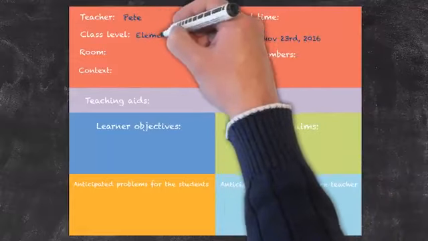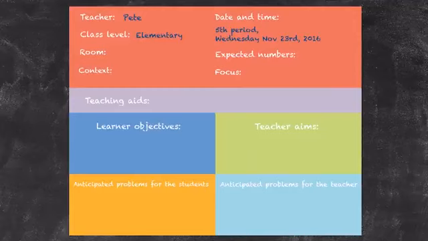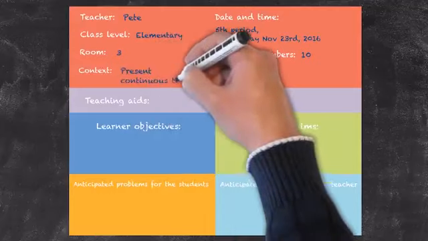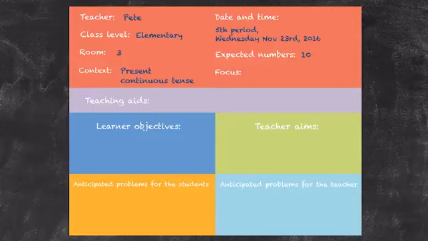In this particular case, our class is going to be an elementary class, and the room will be room 3. Having looked through the registers, we see that the expected number of students for this particular class is going to be 10. This will help us in creating our worksheet copies. The context of the lesson for this class is going to be present continuous tense, and it may well be the first time that this particular level of class has been introduced to this tense.